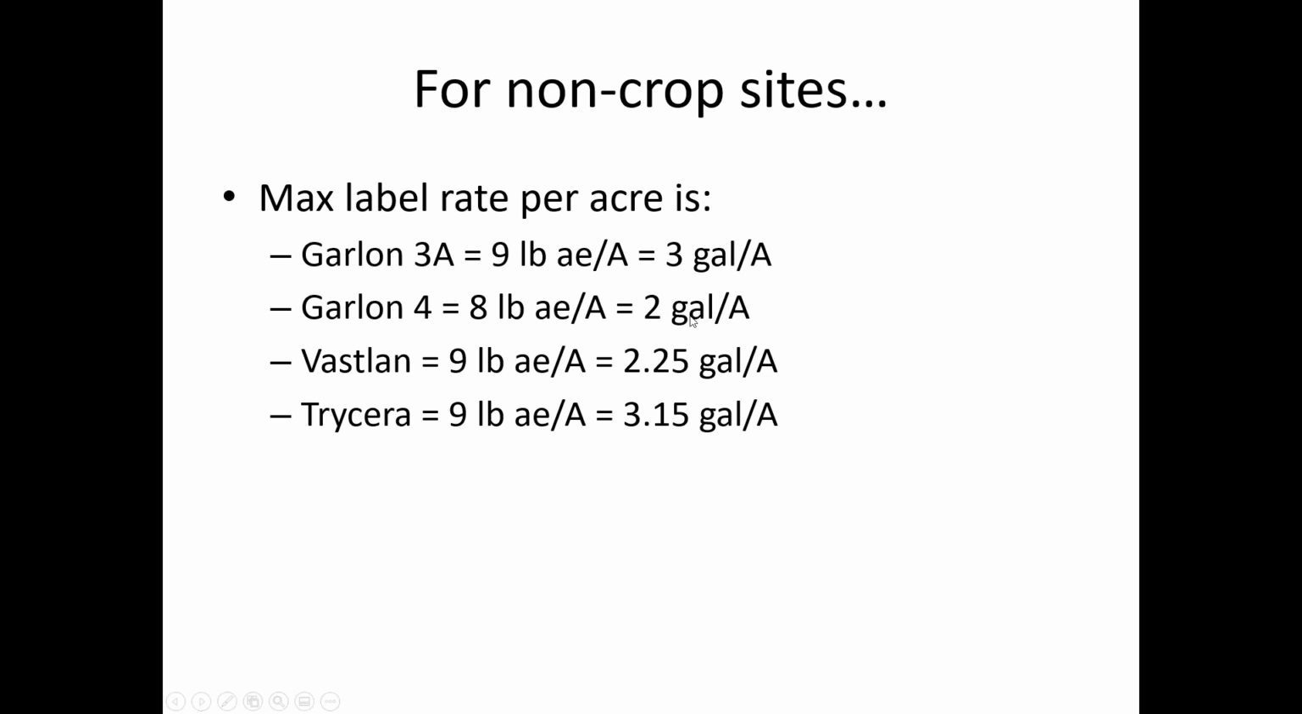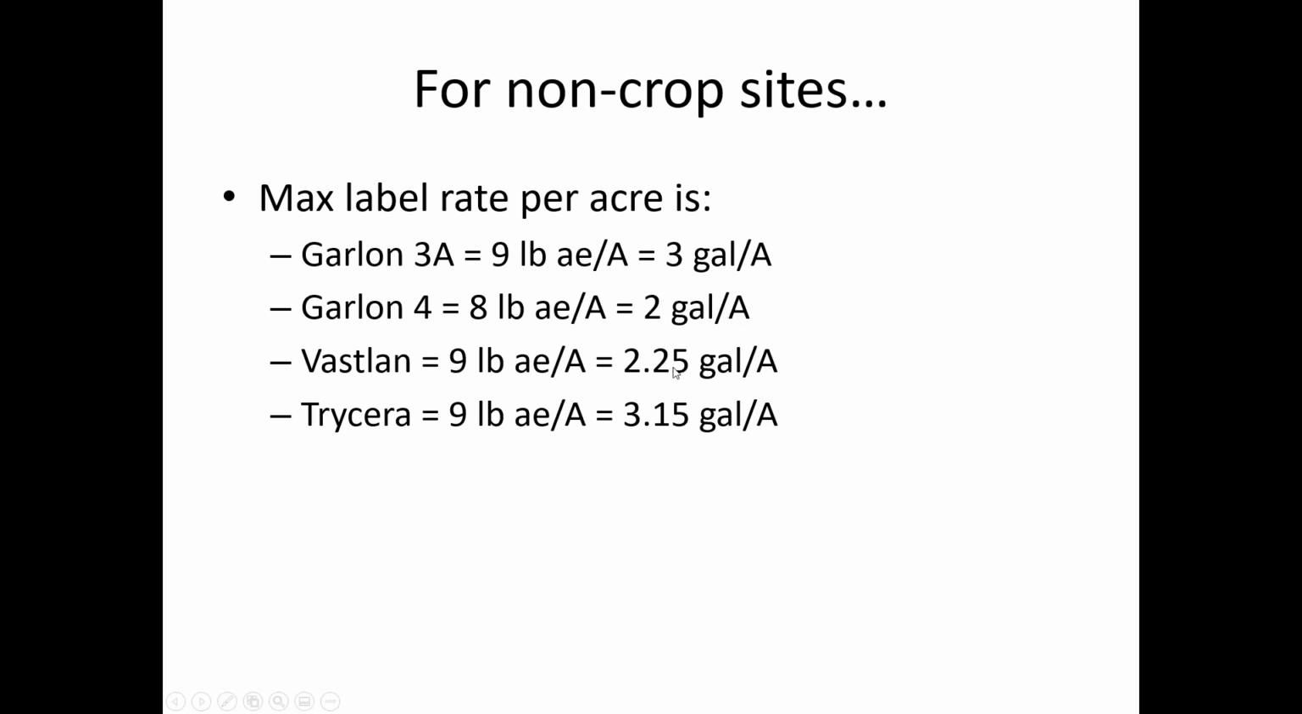For Garlon 4, that's where we do our basal bark application, and 8 pounds acid equivalent or 2 gallons per acre. We can definitely run into the max label use rate here when we're doing high density stem treatments with this basal bark technique. And a lot of you have probably run into that or pushed the limits on this in certain jobs. Things like bush honeysuckle, extremely high stem densities, you can approach that max label use rate pretty quickly.